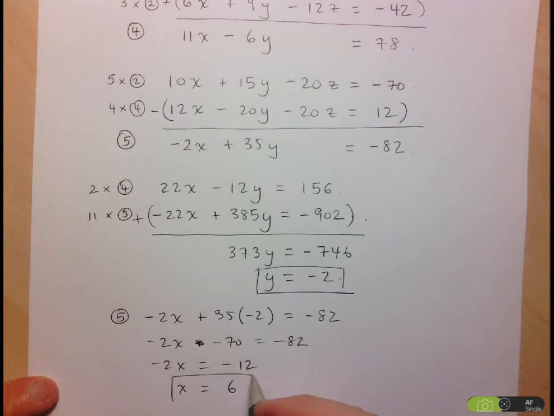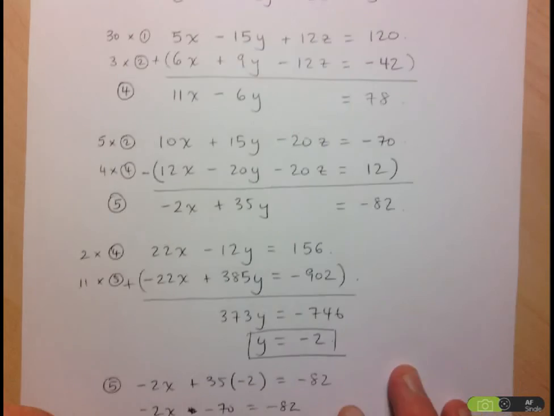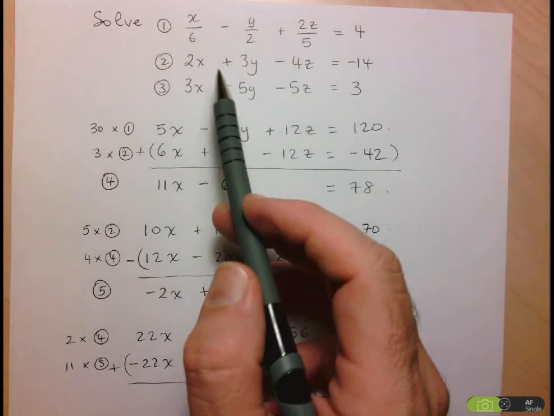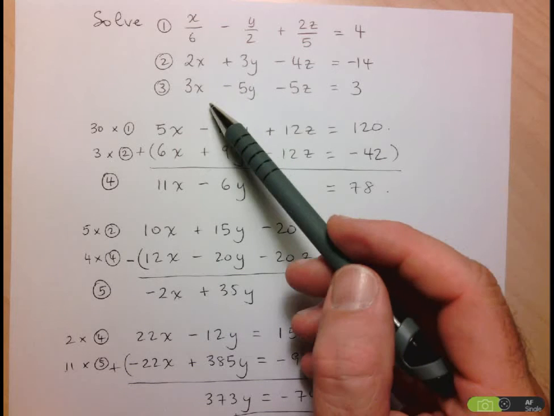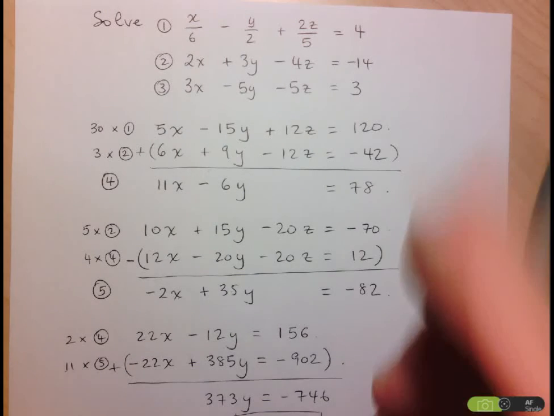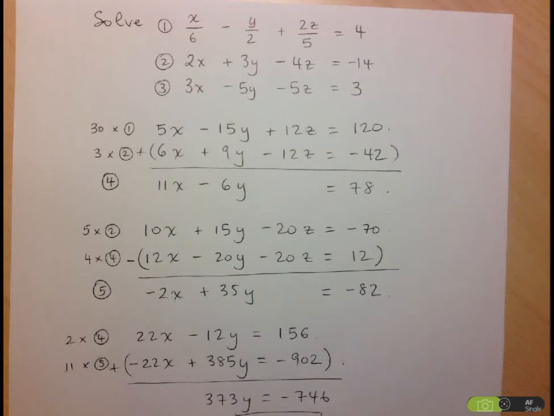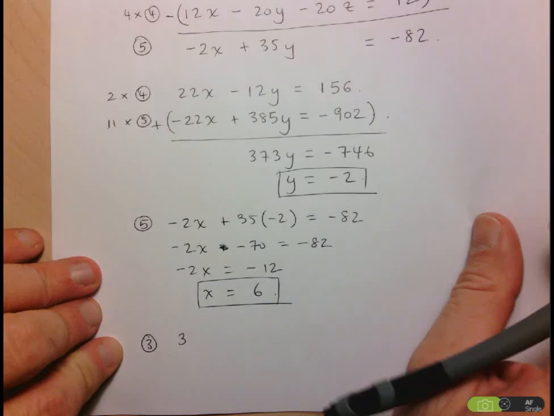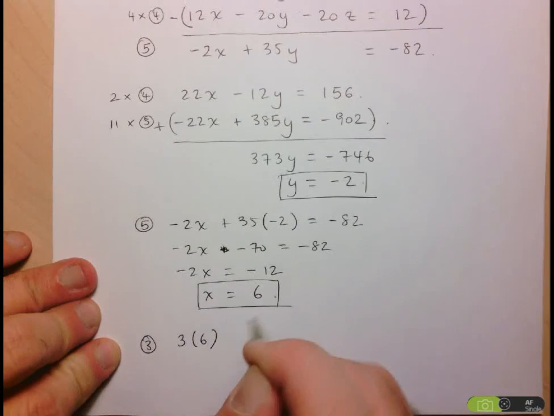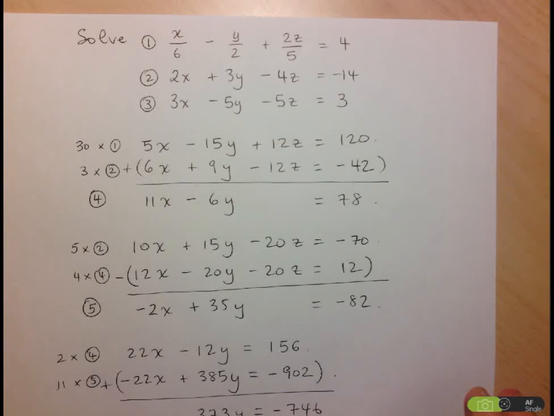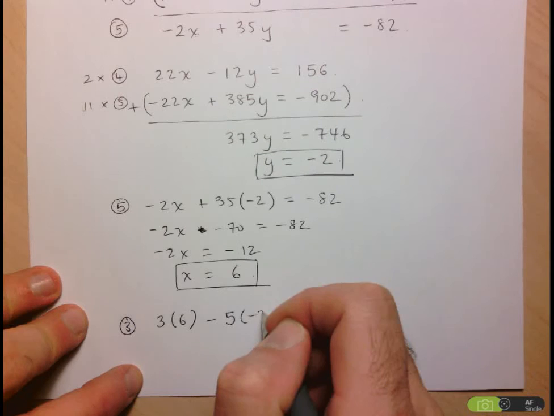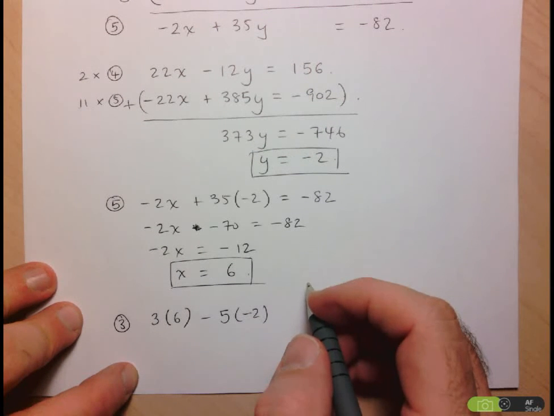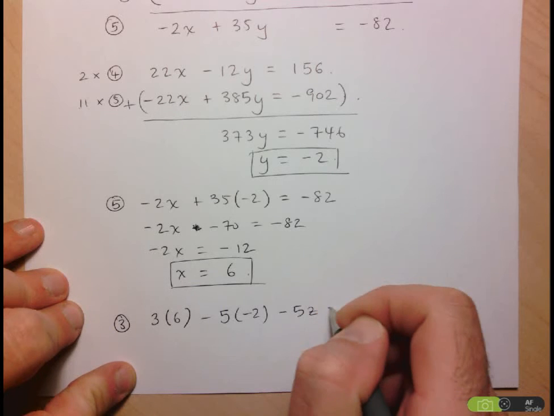There we go. We have our second value, and now we'll go back to one of these equations up here and use one of them to solve for, what are we missing? The z value. So let's pick, I guess, equation 3. So I'll just write that down and show it to you. So equation 3 is 3 times x, which I know is 6, then minus 5y, and we calculated y to be negative 2, and then here we have minus 5z is equal to 3.